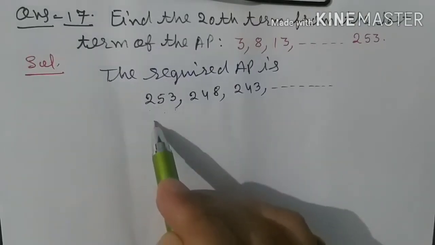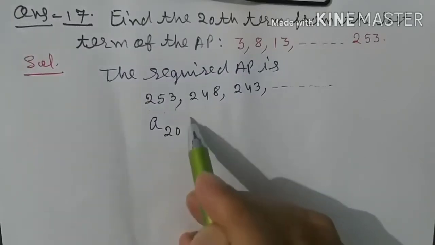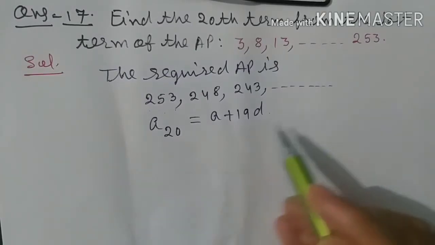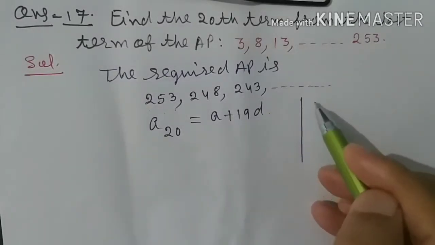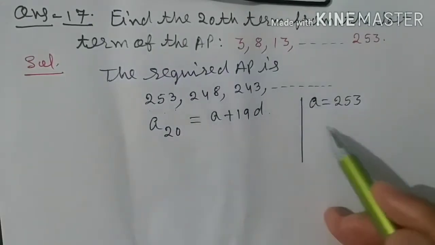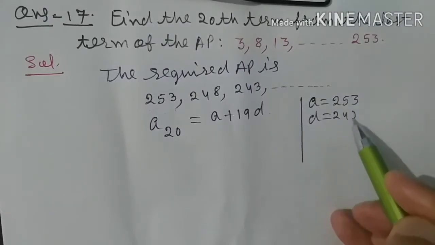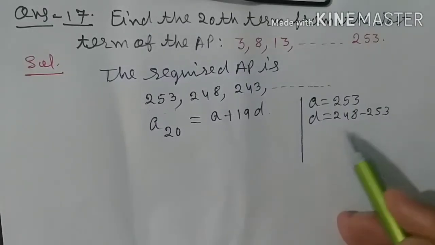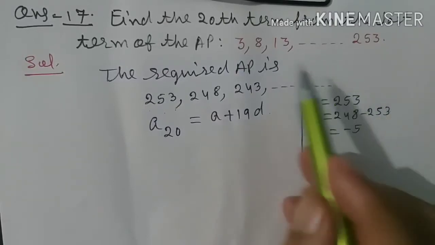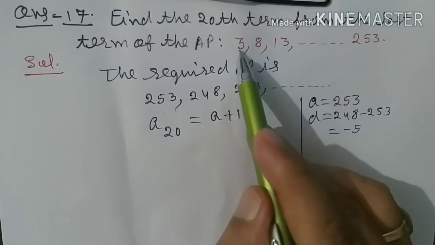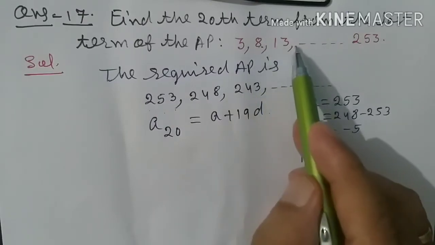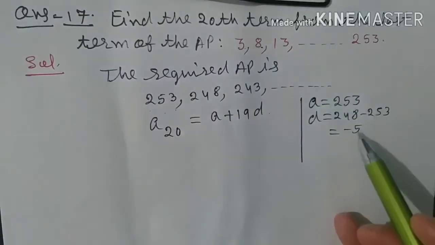It will mean the 20th term, A20, which is A plus 19D. Now A is equal to 253, and D is equal to 248 minus 253, which is minus 5. Simple process: when the terms move in this direction it is plus 5, and in the opposite direction it becomes minus 5.